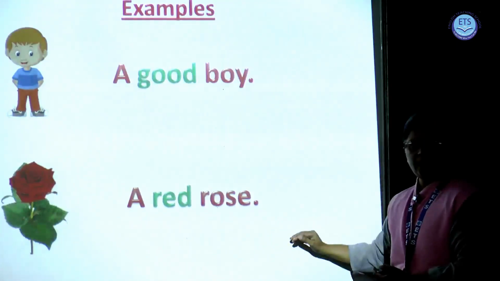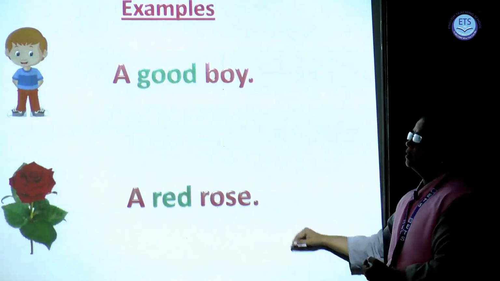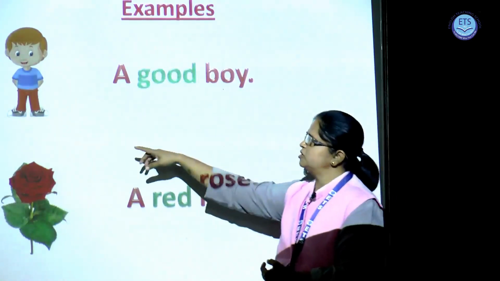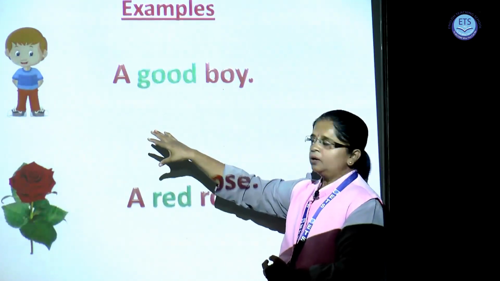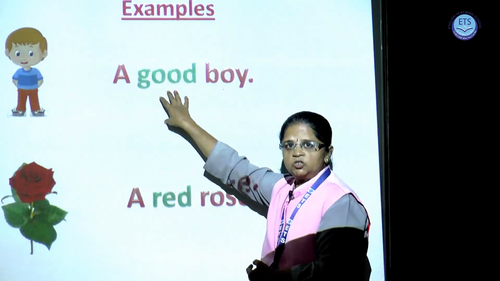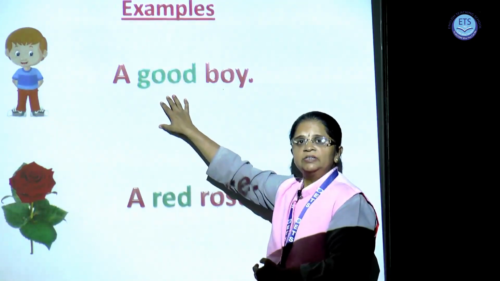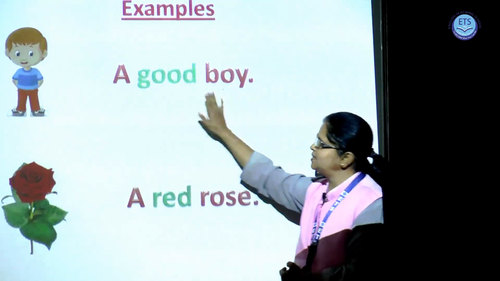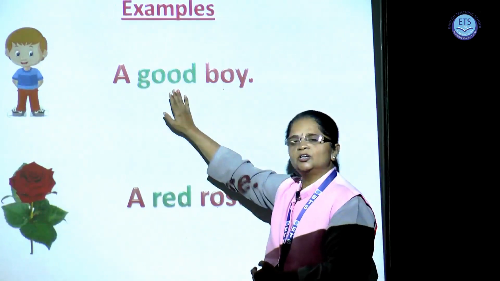Now, here you will understand what is an adjective with some examples. Here you find a good boy. There you find children, a boy who is standing over there, but how is the boy? He is good. So, here good becomes an adjective. An adjective tells us something more about the noun. So, what does this sentence inform us? How is the boy? The boy is good.